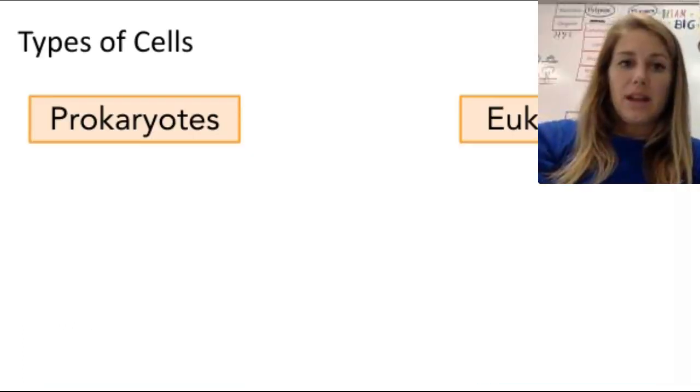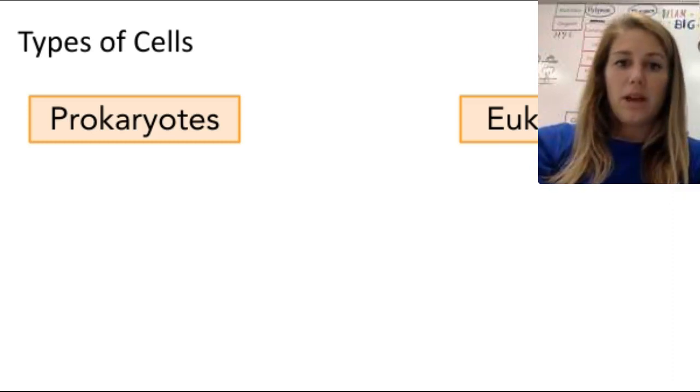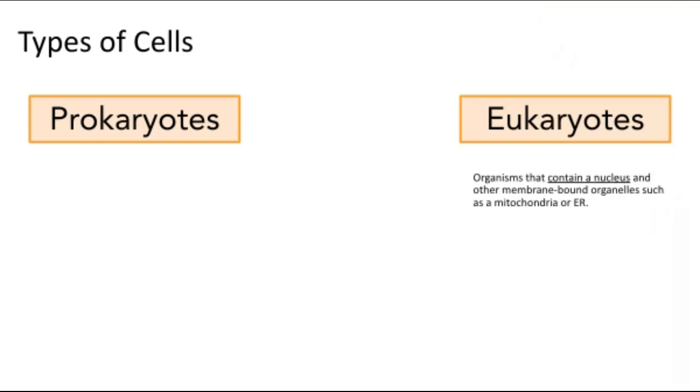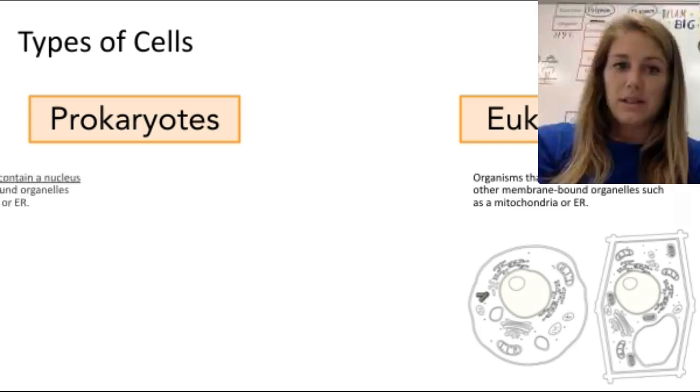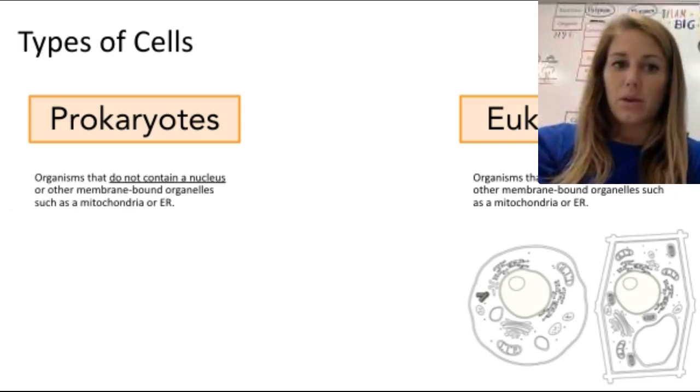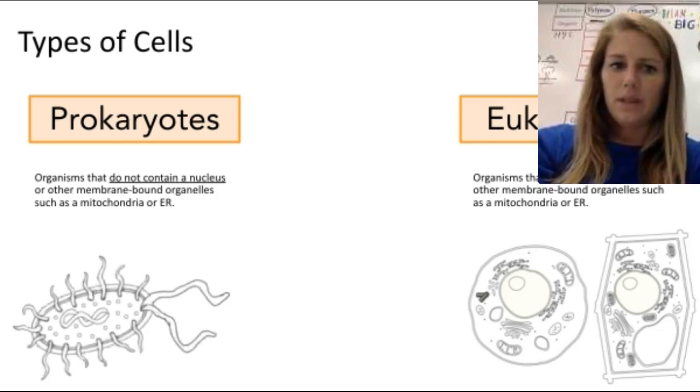Remember when we learned in the beginning of the year about cell types? There's prokaryotes and there's eukaryotes. Do you remember what those mean? Eukaryotes, which we've been learning about all day, are organisms that have membrane-bound organelles that include the nucleus, mitochondria, ER, Golgi bodies, anything like that. And those are the two cells that we were looking at today, animal cells and plant cells. While prokaryotes are the opposite. They're organisms that do not have a nucleus or other membrane-bound organelles. And that's going to be things like bacteria.